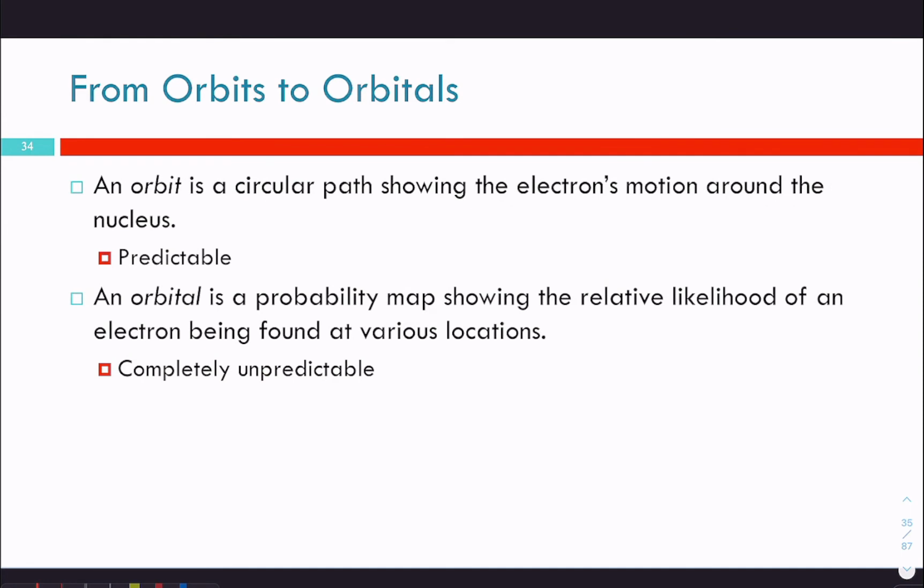So the key difference to understand here is that an orbit is predictable, and an orbital is completely unpredictable. It was actually Erwin Schrödinger who came up with the thought experiment of putting a cat in a box. Schrödinger's cat is a thought experiment for this property of electrons.